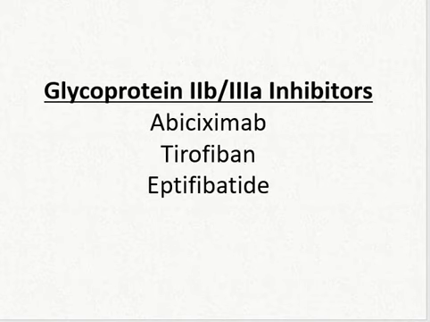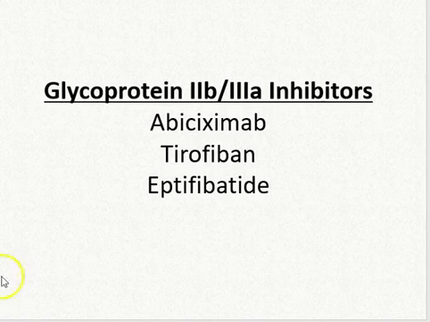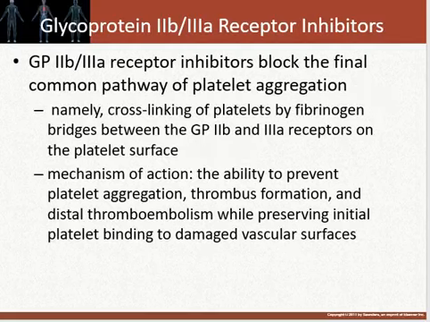All right. So the next group of drugs are the glycoprotein 2b3a receptor inhibitors, which are listed here. So what is the glycoprotein 2b3a receptor? It's an important receptor that produces the final pathway in terms of platelet aggregation. So blocking this receptor pathway is really a good way to limit or restrict the growth of a clot.